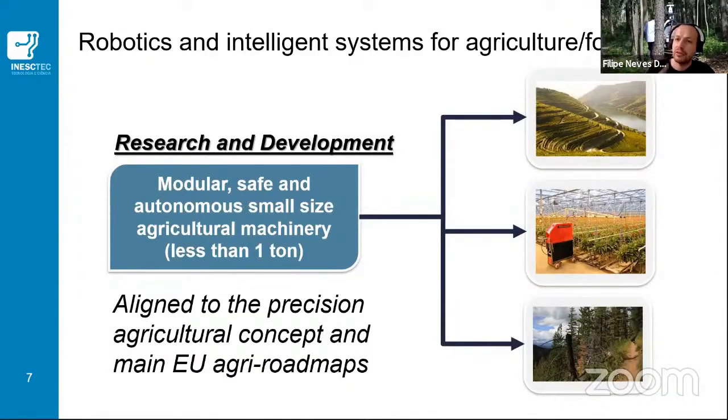And so our aim in this research laboratory is to research and develop modular, safe and autonomous small-size agricultural machinery. And what we define as small size is something below 1 ton of weight. This machinery should work in steep slope vineyards because that is where we have a lot of high premium quality products in Portugal. But the problem is we have low levels of mechanization because it is a challenging environment for mechanization. And so we are looking at that reality. And we know if we tackle this problem and we have a robot that is able to operate in these steep slope vineyards, it will be able to operate in other environments in agriculture.